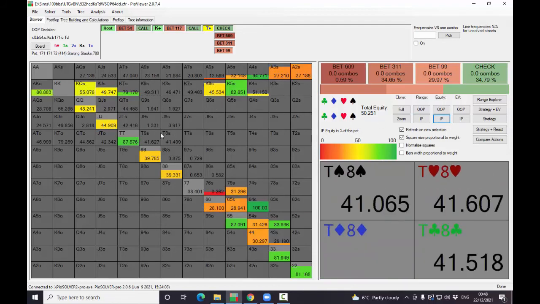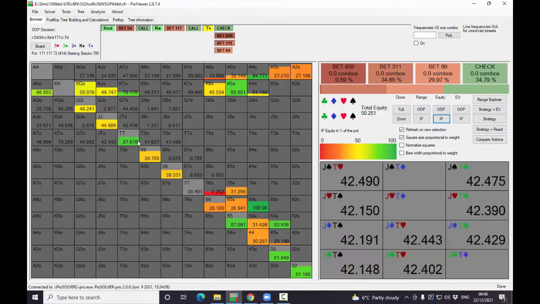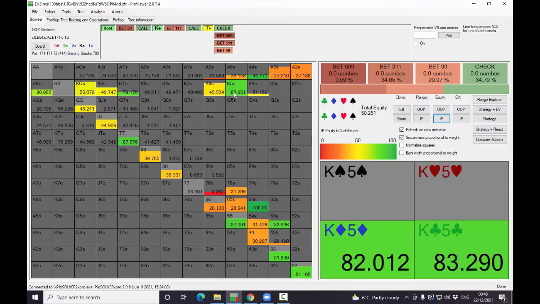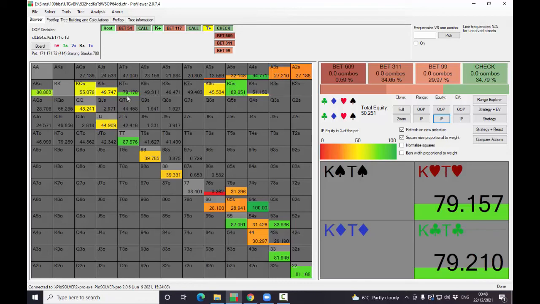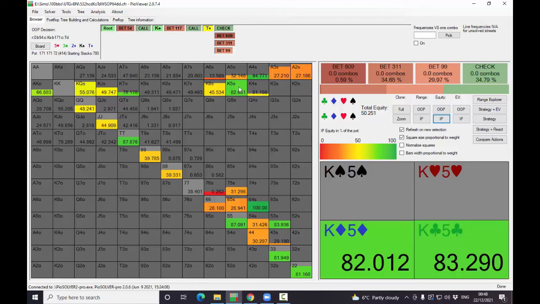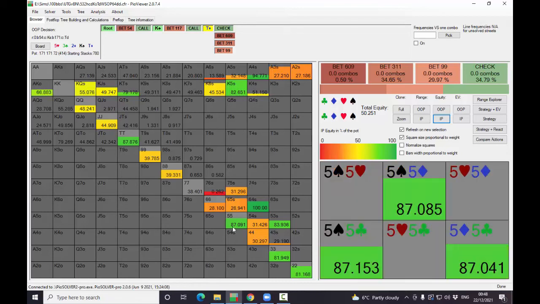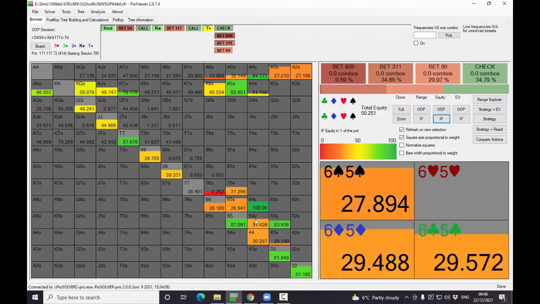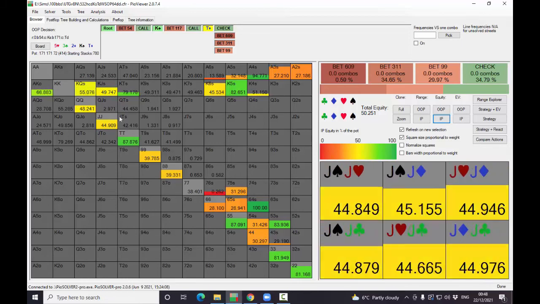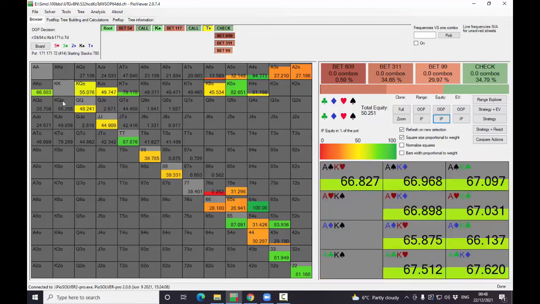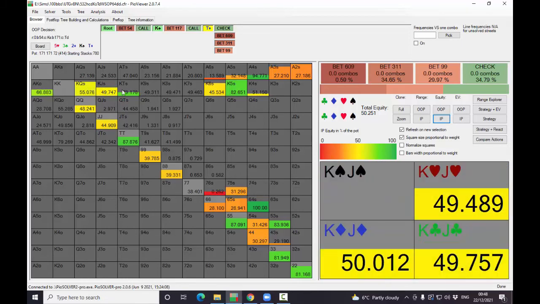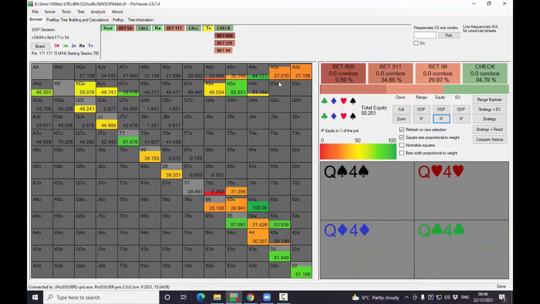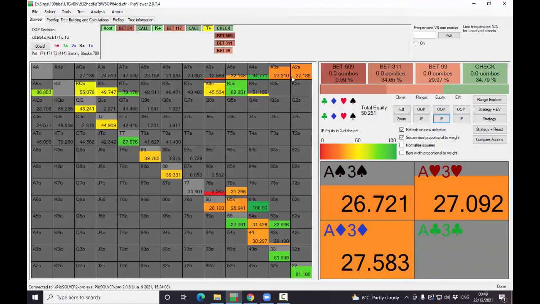My range, obviously 10s is the one hand that's really improved on the river. King 10 suited also has improved significantly. My hands that were strong on the turn are still for the most part strong. So I have a lot of green hands, a decent amount of yellow hands. They're the kind of hands we would like to show down without having to put too much more chips into the pot. And the red hands, which should either be turned into a bluff or just folded.